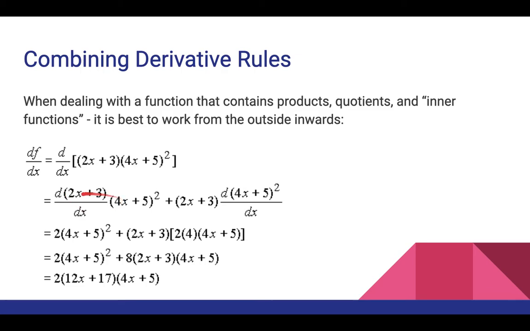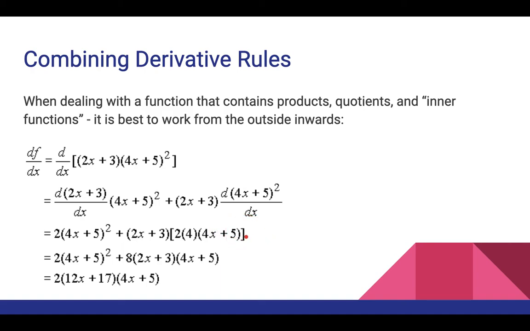We have the derivative of 2x plus 3 times 4x plus 5 squared, plus 2x plus 3 times the derivative of 4x plus 5 squared. Okay? So as a result, we take the derivative of 2x plus 3, which gives us just 2, times 4x plus 5 squared. And then we have 2x plus 3 times the derivative of 4x plus 5 squared. Okay, so we take the derivative of 4x plus 5 squared with respect to 4x plus 5. So 4x plus 5 is our u here. So that's going to be 2 times 4x plus 5.